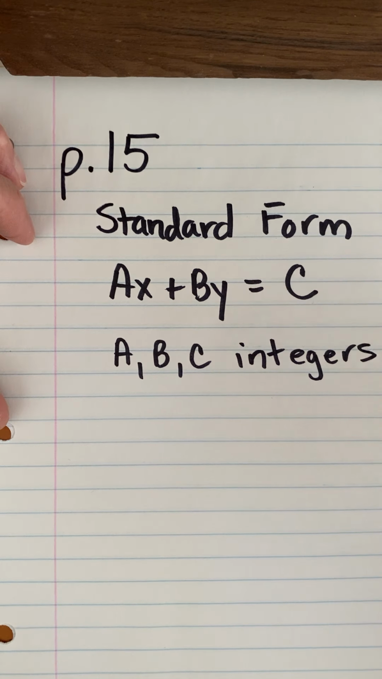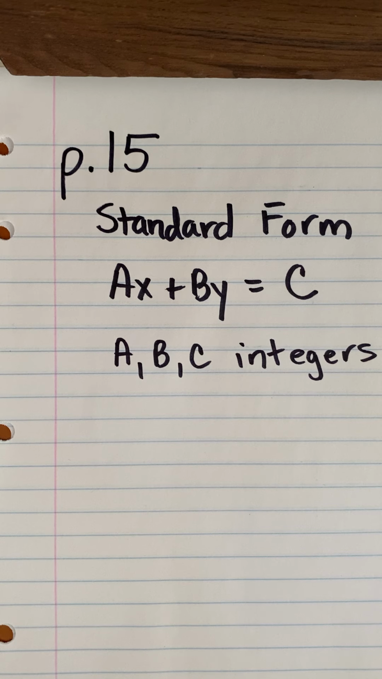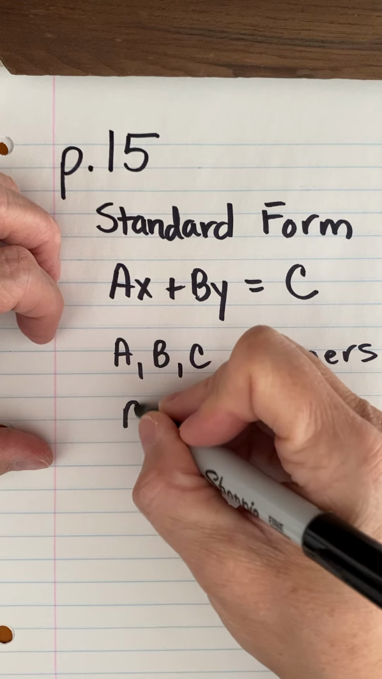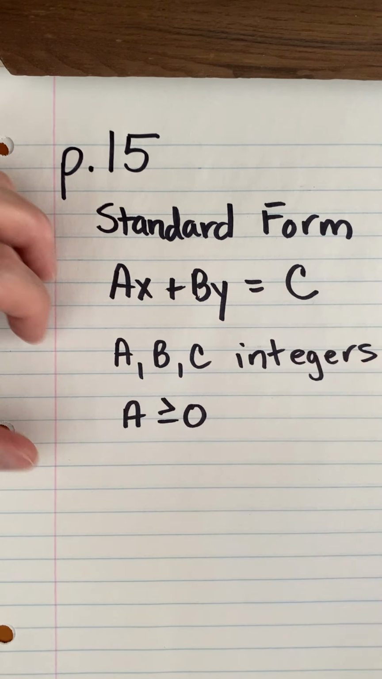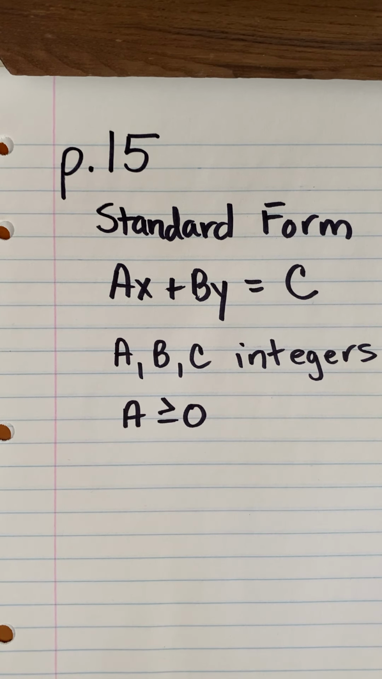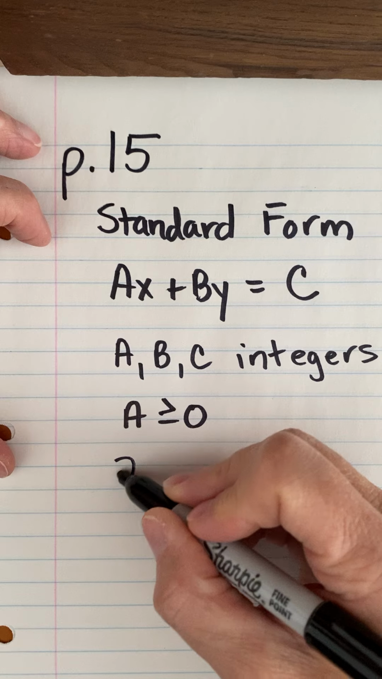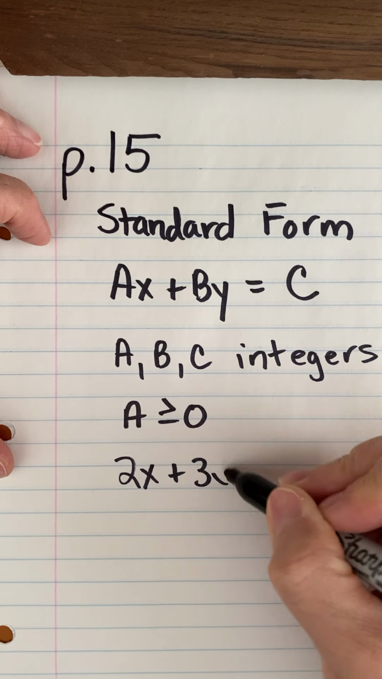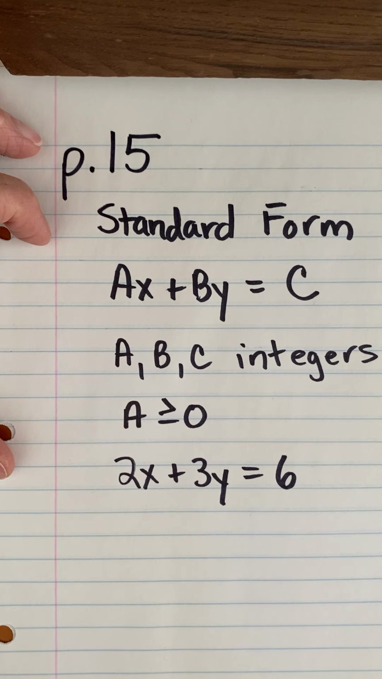So what does that mean? That means a, b, and c can't be fractions. A, b, and c can't be decimals. Okay? So we have to remember how to clear our equations of fractions, and we will review that. The other thing is a had to be greater than or equal to 0, which means a has to be positive.